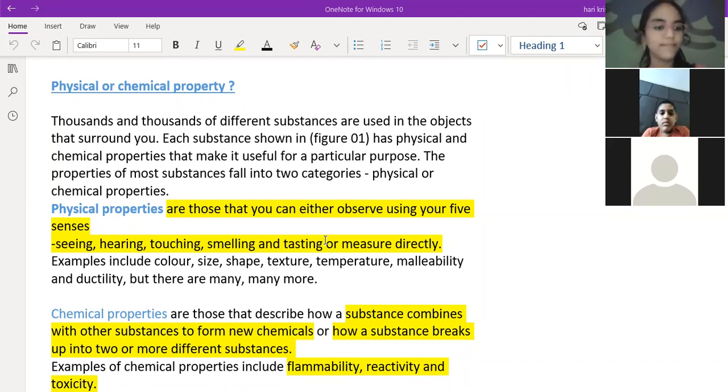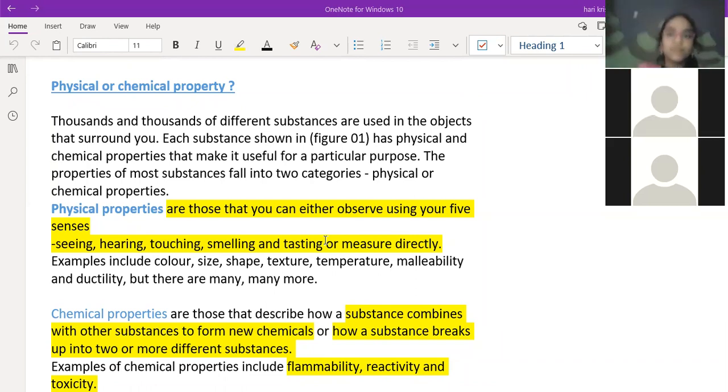Yes, sir. Gagan, unmute yourself. Yes, sir. What about Lohini? Yes, sir.